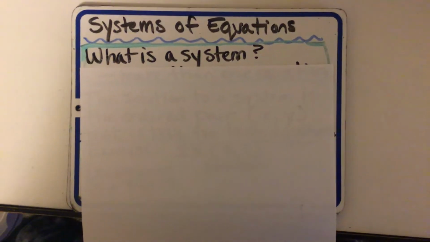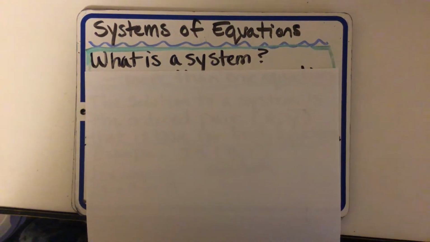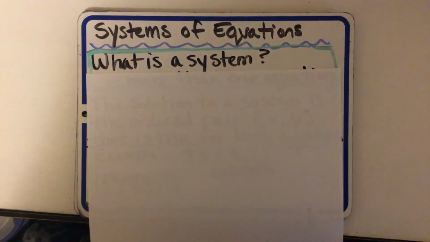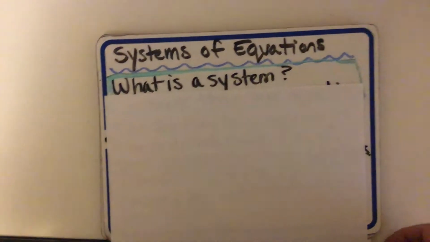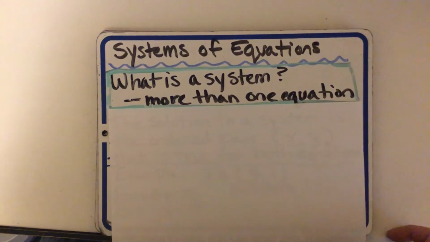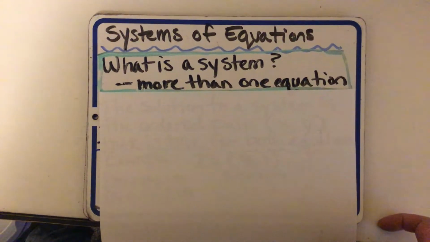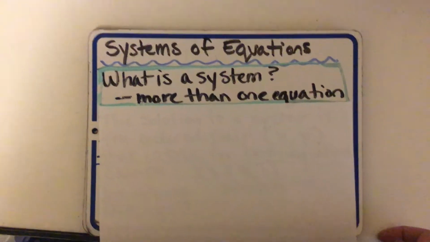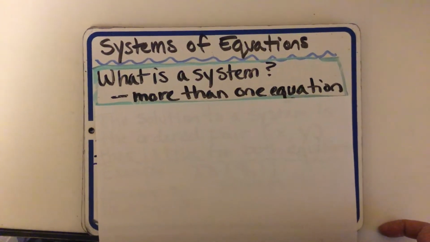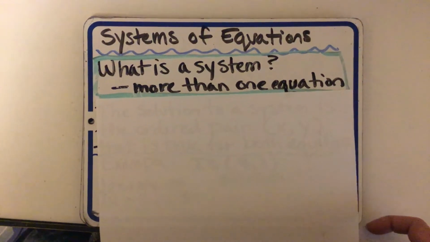Today we're going to be talking about systems of equations. And you're thinking to yourself, well, what the heck is a system? Well, a system is when we have more than one equation at a time that we're looking at. Okay? So it could be two equations, three equations, four equations, as long as it's more than one.